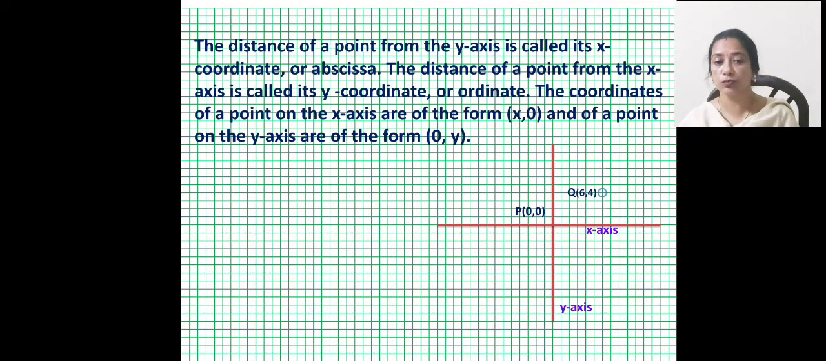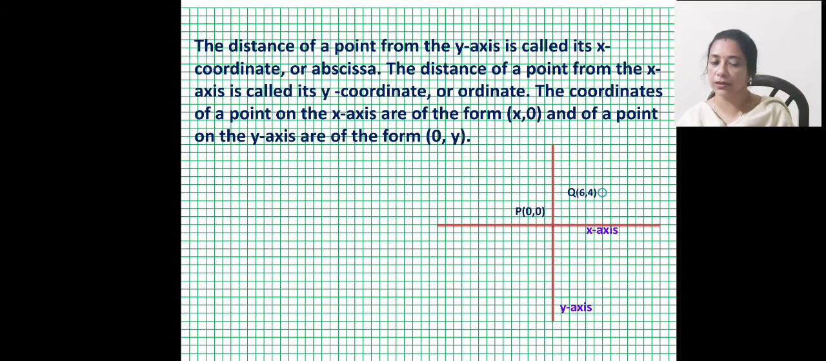Now, what about those points which are lying on one of the axes? Suppose the point S. See, it is itself lying on the x-axis. So, its distance from the y-axis is 11 units, and its distance from the x-axis is 0, because it itself is lying on the x-axis. So, its coordinates are (11, 0).